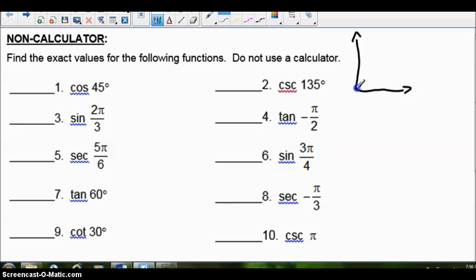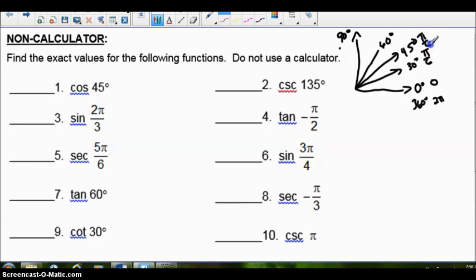So if I look in the first quadrant, I have 30 degrees, 45 degrees, 60 degrees, and also 90 degrees. And then I can also put in my 0 or 360. Coming around with that as well, that's 2 pi, 0 radians, pi over 6 radians, pi over 4 radians, pi over 3 radians, and then pi over 2 radians.